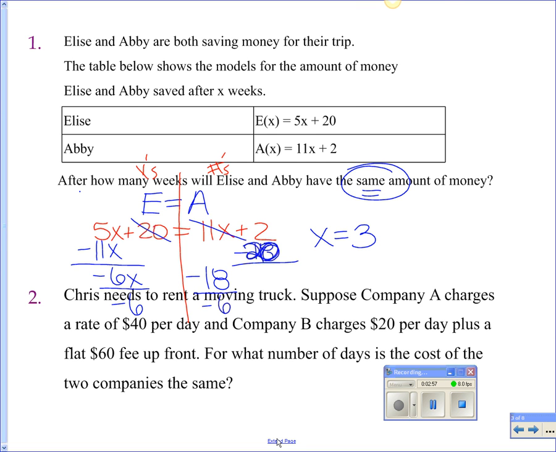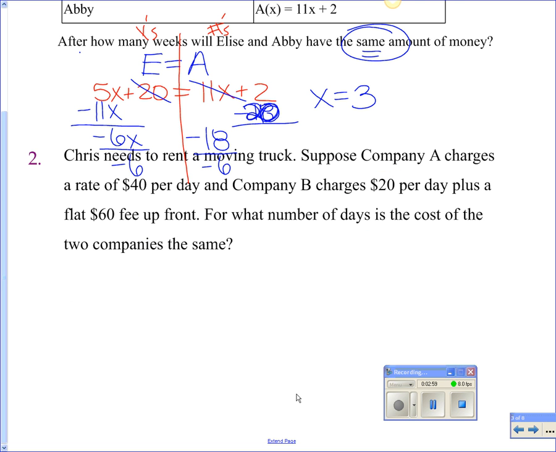All right, number 2. Chris needs to rent a moving truck. Suppose company A charges a rate of $40 per day and company B charges $20 per day plus a flat $60 fee up front. For what number of days is the cost of the 2 companies the same? Ashley C, what word do I want you to circle? Stephen, what does same mean?